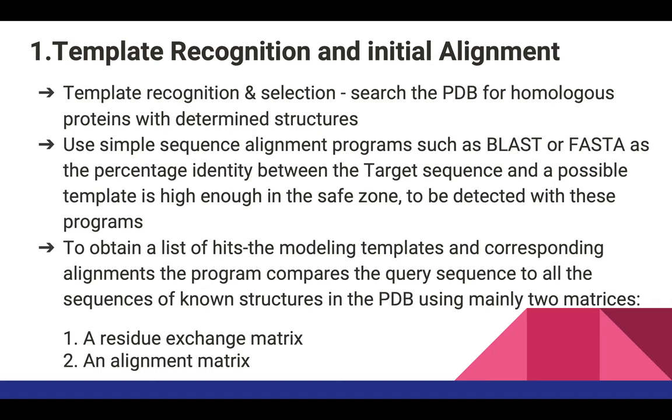Now, for the first step, this is actually what occurs. Template recognition and initial alignment, whereby your template is being recognized and selected. Of course, the search is based on the PDB, and this is usually done based on homologous proteins with determined structures. You should use simple sequence alignment programs such as BLAST or FASTA, as the percentage identity between the target sequence and a possible template would be high enough, in the safe zone for the detection of these programs. So to obtain a list of hits, the modeling templates and the corresponding alignments, the program usually compares the query sequence to all the sequences of known structure in the PDB using mainly two matrices. The matrices are a residue exchange matrix and an alignment matrix.